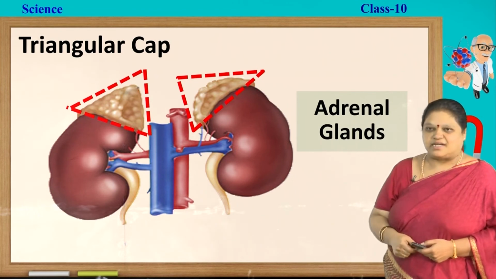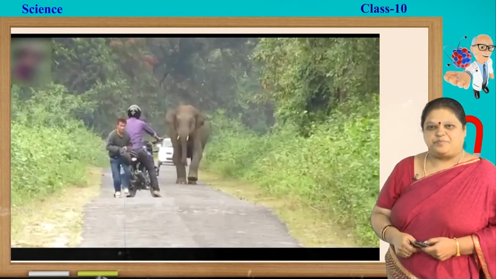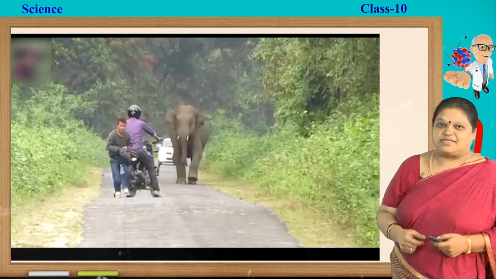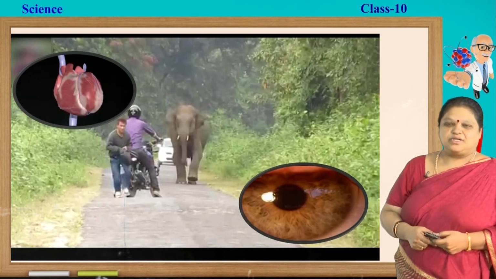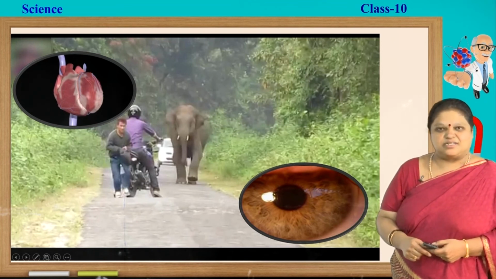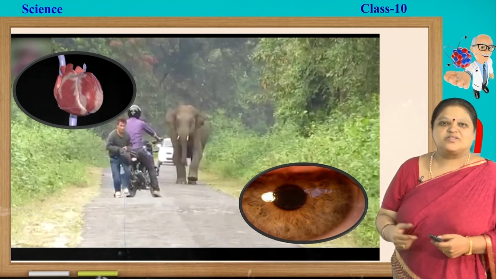You call them adrenal glands. These glands help in the secretion of a hormone called adrenaline, the emergency hormone. So, what does it do? Here there is an emergency situation, an elephant is chasing them. They are frightened, so they are running.